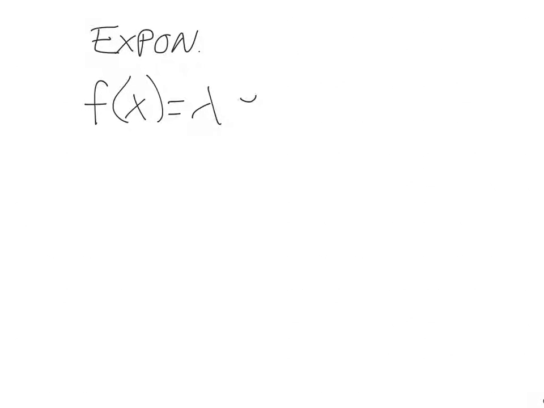So let's look at the exponential. So the exponential distribution is just plain old f of x equals lambda e to the minus lambda x, and that's x greater than 0, lambda greater than 0. Okay, and I want to find the expected value.